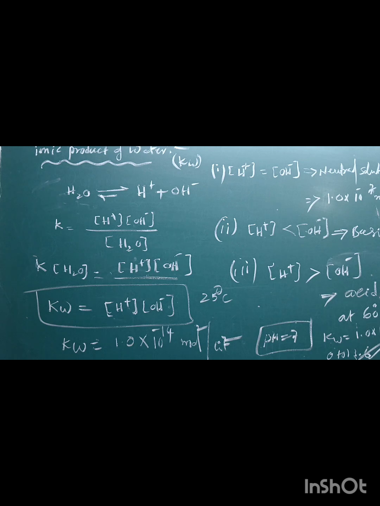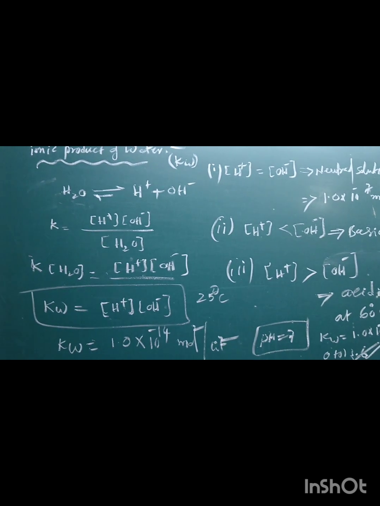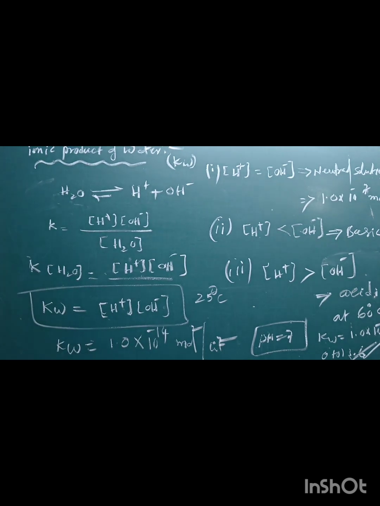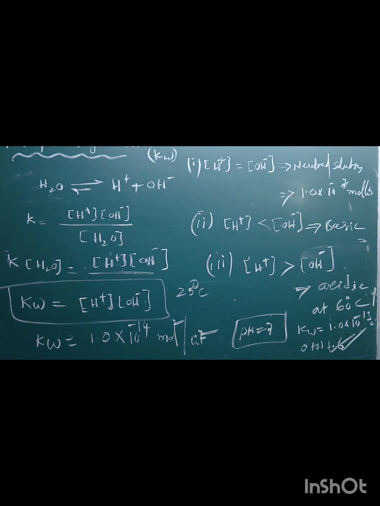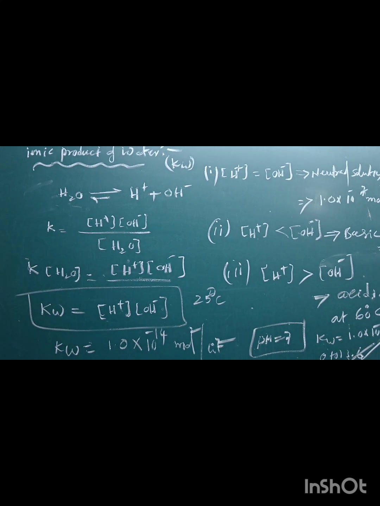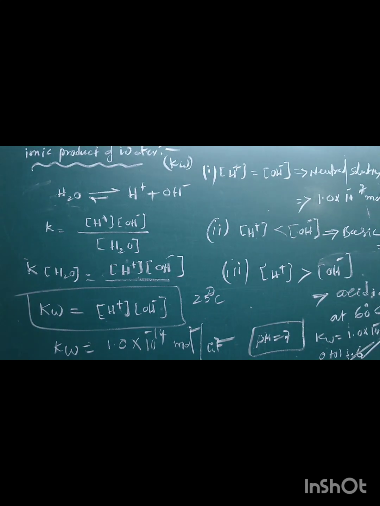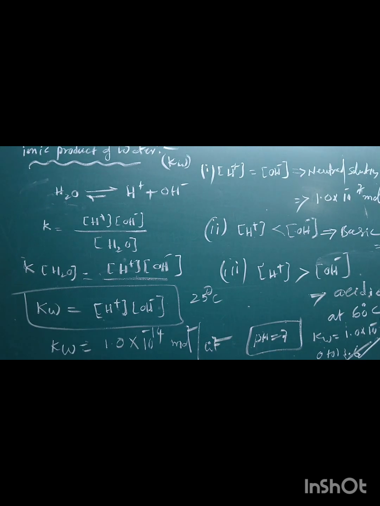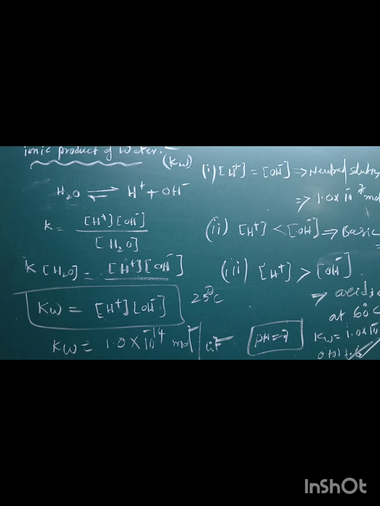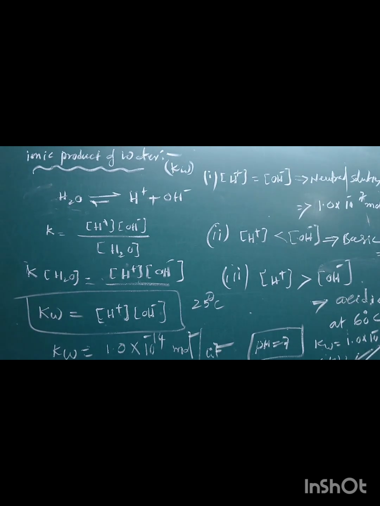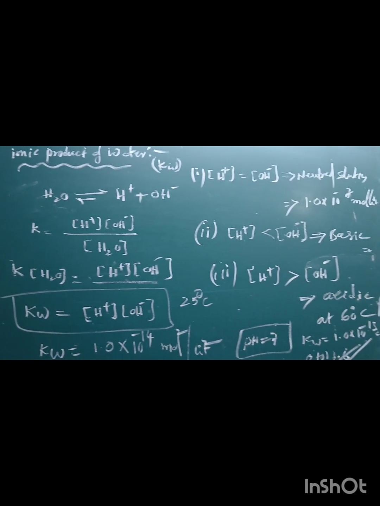How do we define the ionic product of water? Simply, the product of the concentrations of H plus ions and OH minus ions at a constant temperature is called the ionic product of water. Thank you.